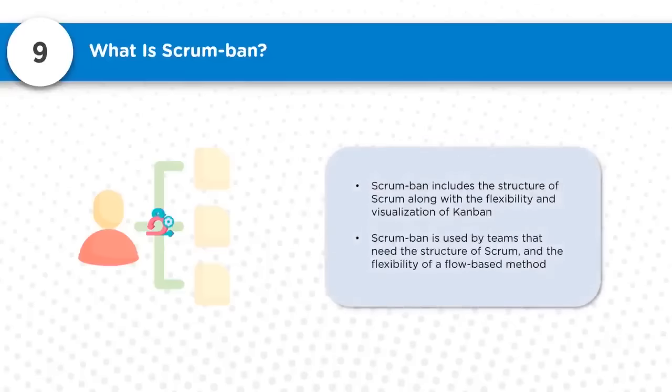So Scrumban includes the structure of Scrum along with the flexibility and visualization of Kanban. So Scrumban is used by teams that have the structure of Scrum and the flexibility of a flow-based method like Kanban.